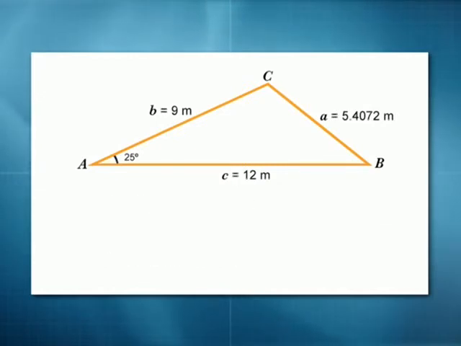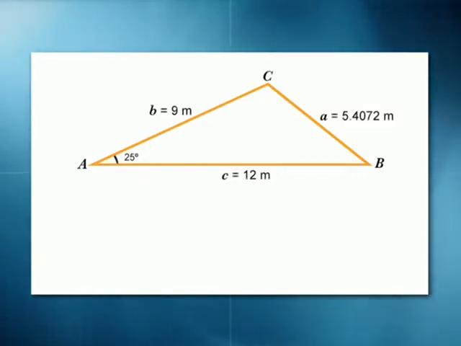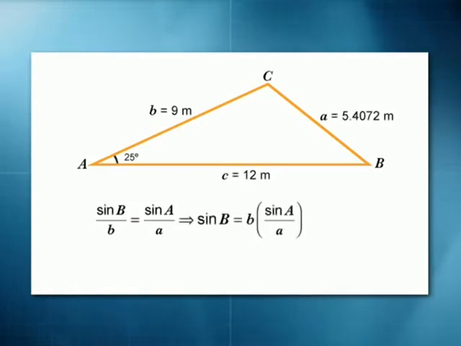Okay, we now know all three sides of our triangle, don't we? So we're kind of back in the other case. We could find, say, one of the other angles now. Sine B over b equals sine A over a. Here I'm using the law of sines. That gives sine B equals little b times sine A over a.